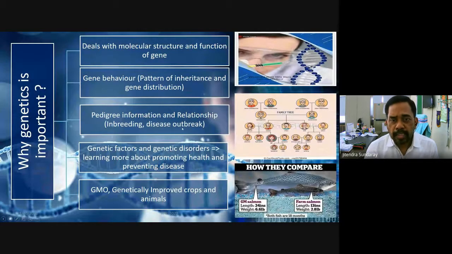The point is why genetics is important. It deals with the molecular structure and function of genes, behavior, and pedigree information, so you can get information on the whole family, genetic factors, genetic disorders, genetically modified organisms, and genetically improved crops and animals, right?